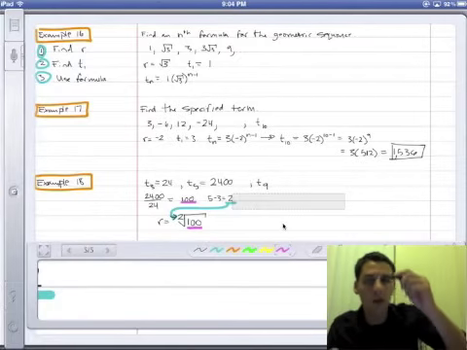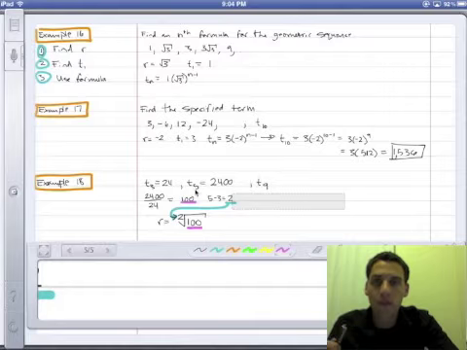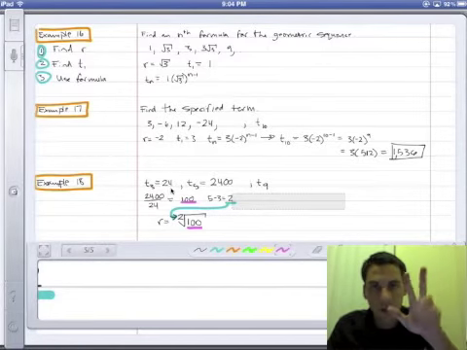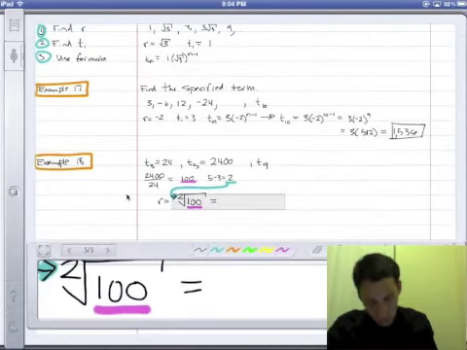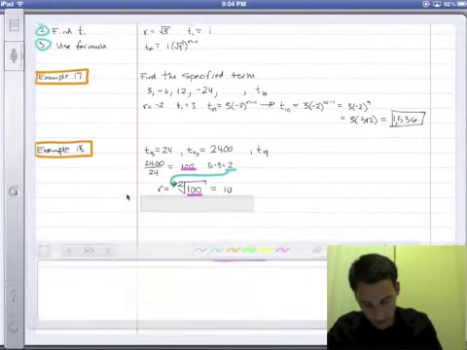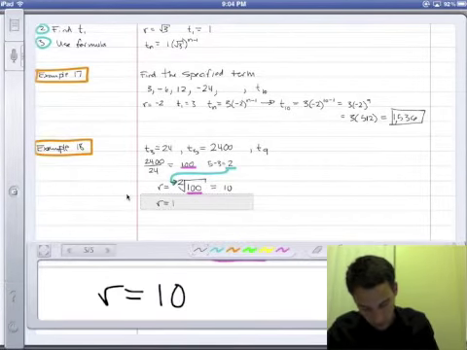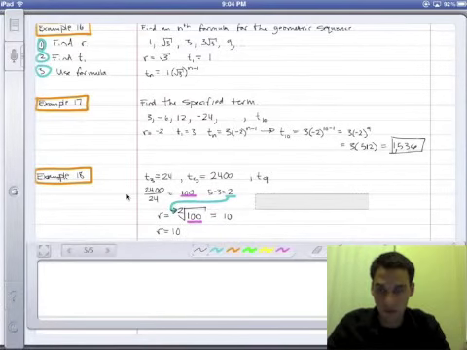You take whatever root it is between the terms. If you had, say, this was 8 and this was 3, you would go 8, 7, 6, 5, and so you take the fifth root. And I'll write that up in the steps. This equals 10. So r is 10. Let me just write that. r equals 10. We have r.